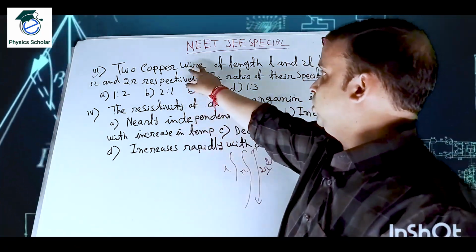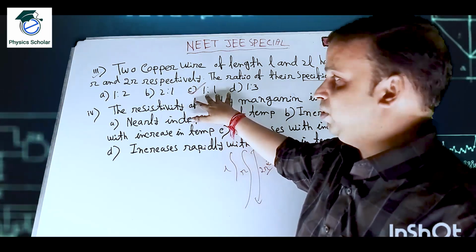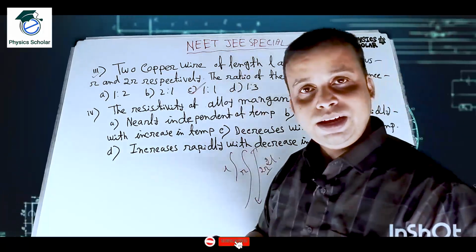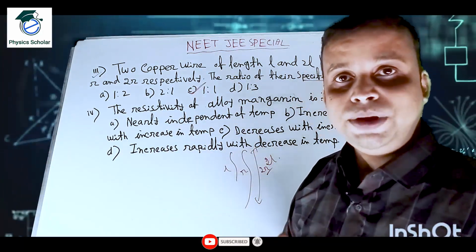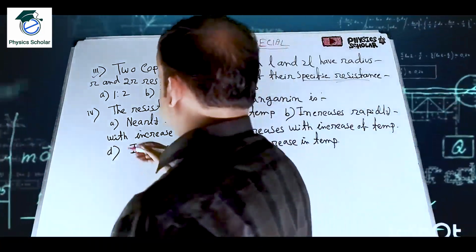So here both the wires are made of copper. So that's why the ratio of the specific resistance will be 1:1. Clear? The ratio of the specific resistance for both the wires will be 1:1, as both the wires are made of copper. So hope you have understood this. Now move to question number 4.